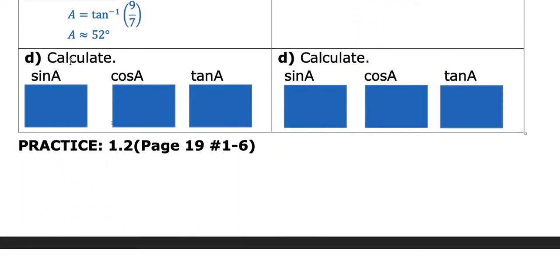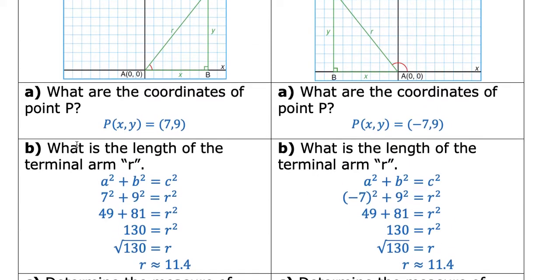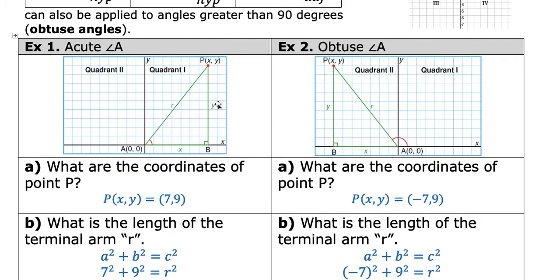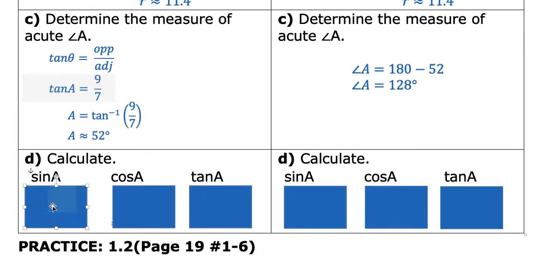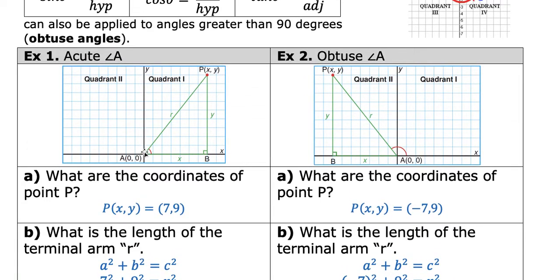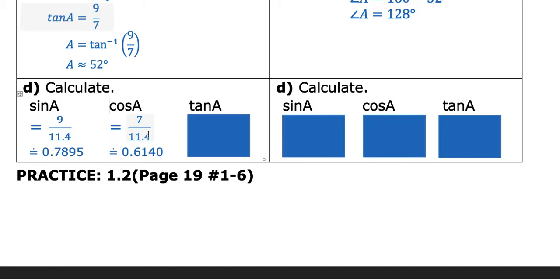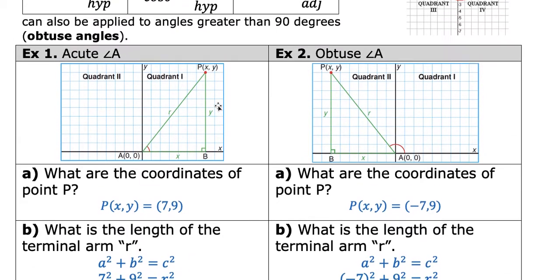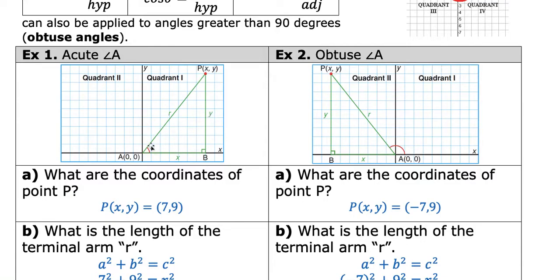Next, we're going to calculate primary trigonometric ratios for both the acute example on the left and the obtuse angle on the right. Let's start off with sine of A. Sine of A is equal to opposite over hypotenuse. So we now know the value of the hypotenuse. This was 9 and 11.4. Cos of A is adjacent over hypotenuse. We said that the adjacent is 7 and the hypotenuse is 11.4. Tan of A is opposite over adjacent. Opposite was 9, adjacent was 7.